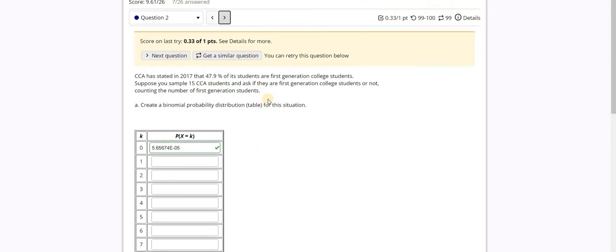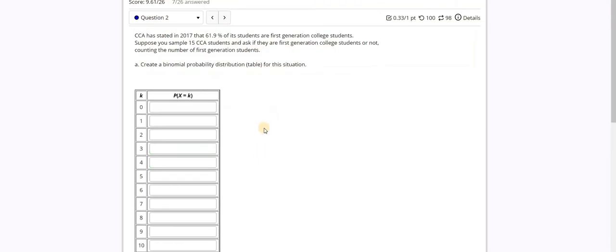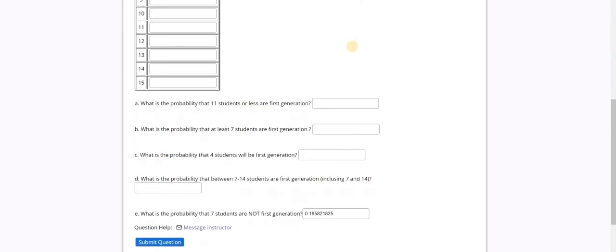Here is another question that is similar to the previous one. CCA has stated in 2017 that 61.9% of the students are first-generation college students. Suppose you sample 15 students and ask if they are first-generation college students or not. Counting the number of first-generation students, we need to create a binomial distribution table and then answer the following questions.